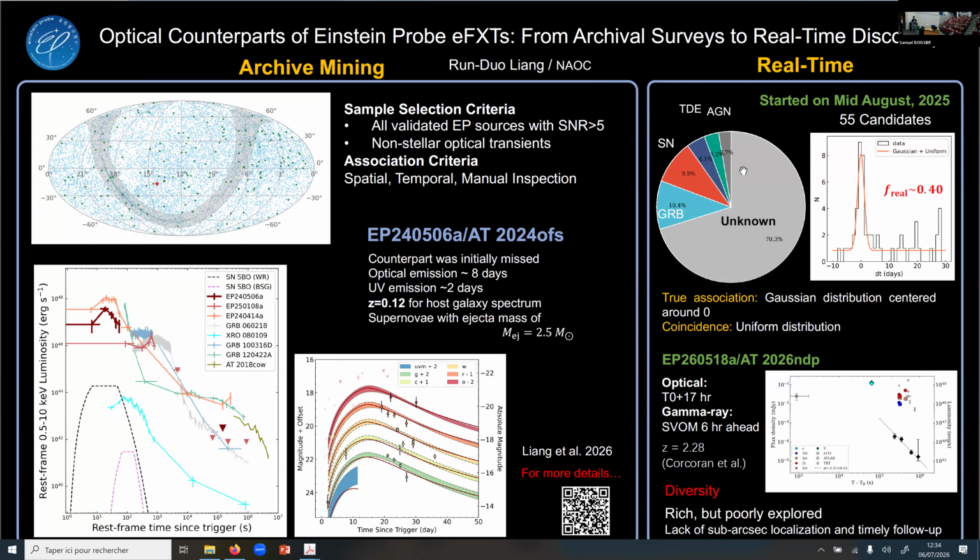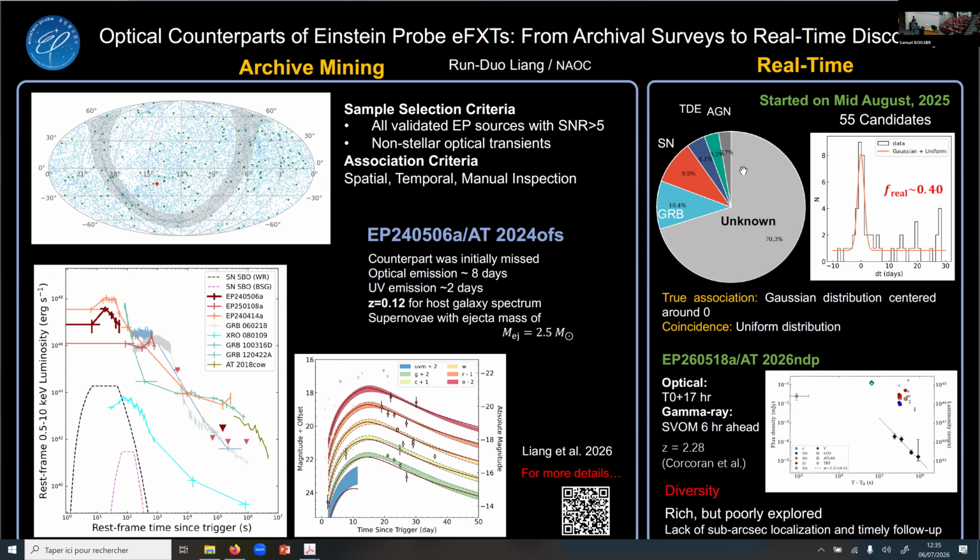Hi everyone, my name is Runduo Liang from NAOC, and my supervisor is Professor Weimin Yuan. My talk is about optical counterpart search for fast X-ray transients by EP. As we know, we have low latency alert stream for EP transients with autonomous follow-up observations and better localization. But there are many more sources which are sub-threshold without follow-up observations.